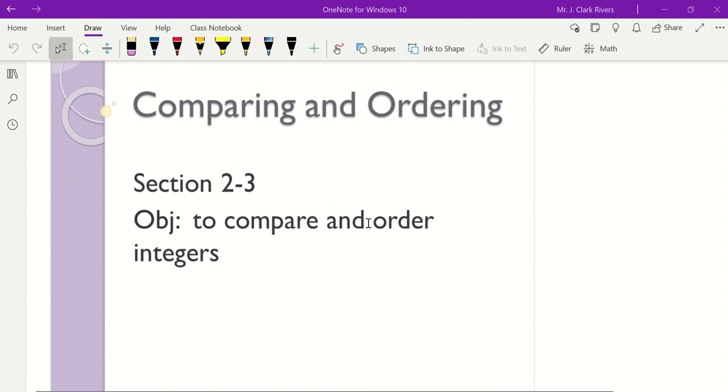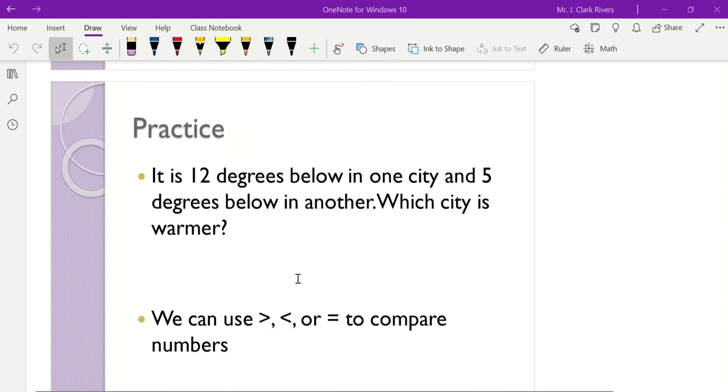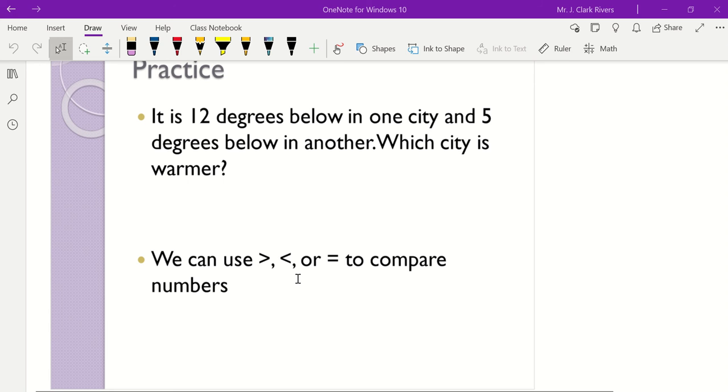Okay, today's class we're going to be comparing and ordering. This is section 2.3 in your book. Today's objective is to compare and order integers. Cal, you got a question? Oh, okay, gotcha. So practice. It is 12 degrees below in one city. How can we represent that with an integer?